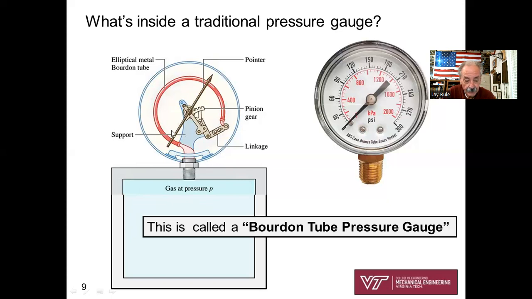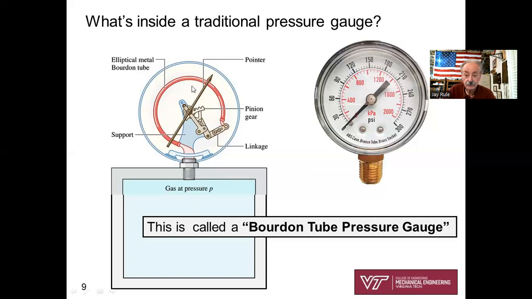So the pressure of this vessel is filling the inside of this curvy tube. It's called a Bourdon tube. And what's on the outside of this Bourdon tube? The atmosphere. The atmospheric pressure surrounds the outside of this Bourdon tube. Inside the Bourdon tube is going to be a higher pressure, inside your tire.